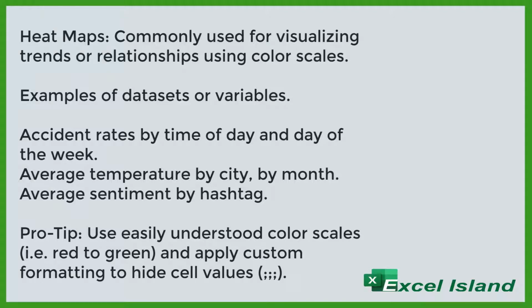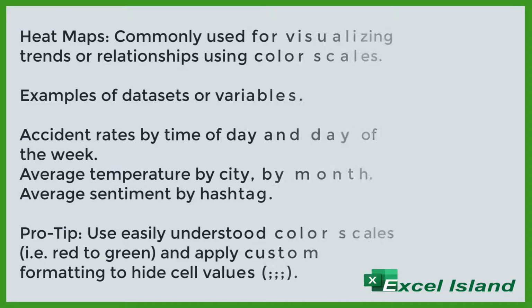So examples of data sets of variables you can use with the heat map are accident rate by time of the day and day of the week, average temperature by city by month, or average sentiment by hashtag. So the pro tip says use easily understood color scales, i.e. maybe red to green, and apply custom formatting to add cell values on your heat map. So let's jump into Microsoft Excel and see some heat map.